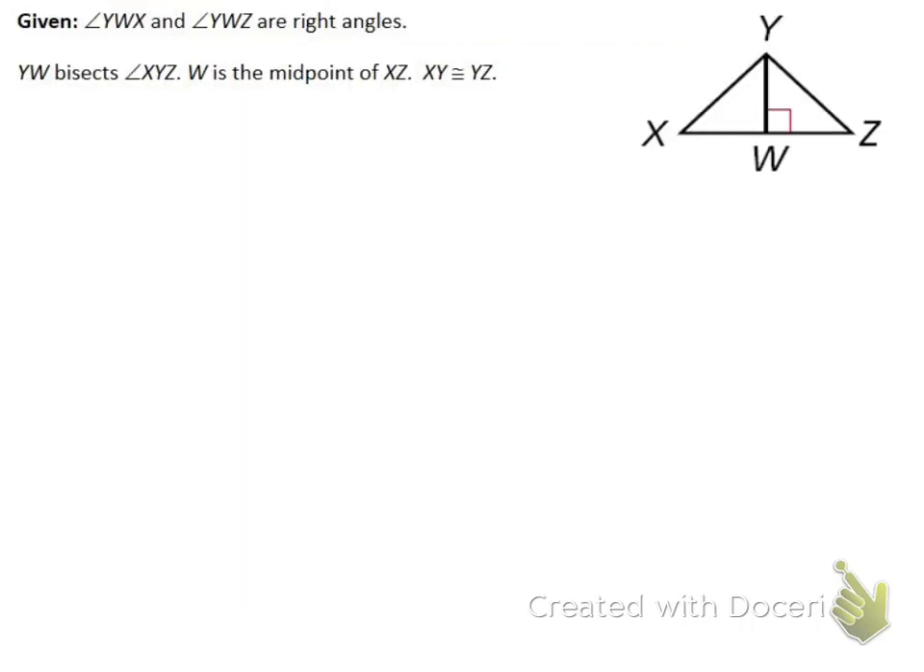So here with this problem, again, the very first thing I'm going to do, my first step, is writing down my given statement. Angle YWX and angle YWZ are right angles. I'm not going to write all these out. First step is my given statement. There we go. That sounds good.